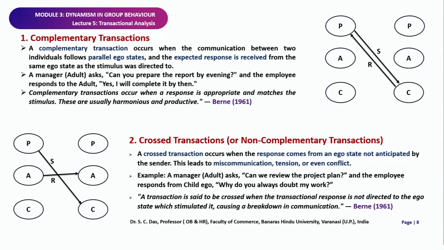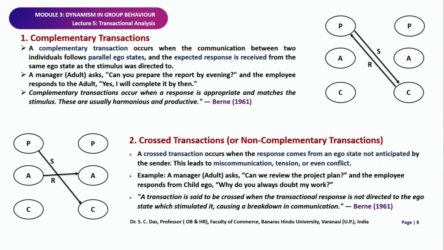Now see, what is it basically? Complementary transactions. It is very much visible. A complementary transaction occurs when the communication between two individuals follows parallel ego states. This is very important. Both communicators have the same ego, P to P, A to A, C to C, like that. This is complementary. Two individuals follow parallel ego states and the expected response is received from the same ego state as the stimulus was directed to.